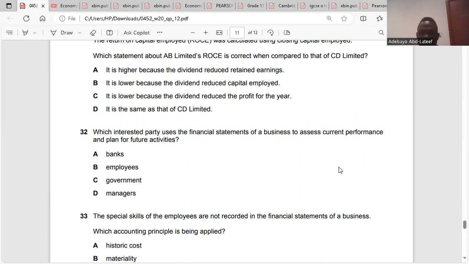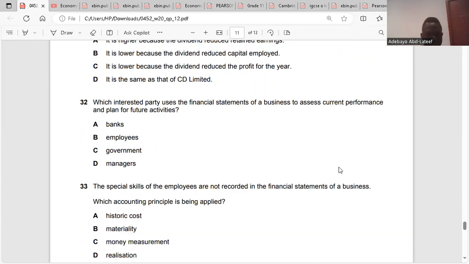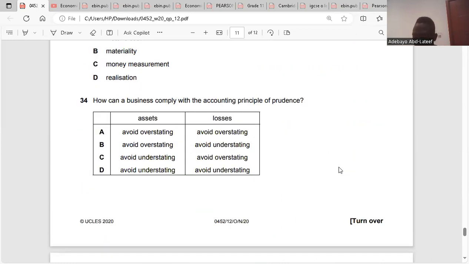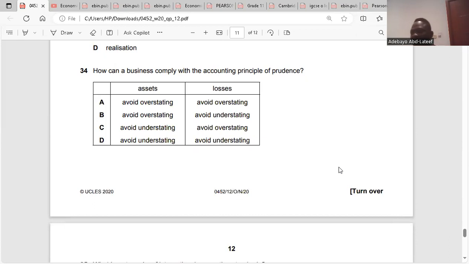Question 32. Which interested party uses the financial statement of a business to assess current performance and plan for the future? That's the manager, so D. 33. The special skills of the employees are not recorded in the financial statement because we use money measurement. Skills cannot be measured, you don't have a value for them. So it's C. 34. The principle of prudence talks about not overstating profit or assets and not understating losses or liabilities. So it's B.